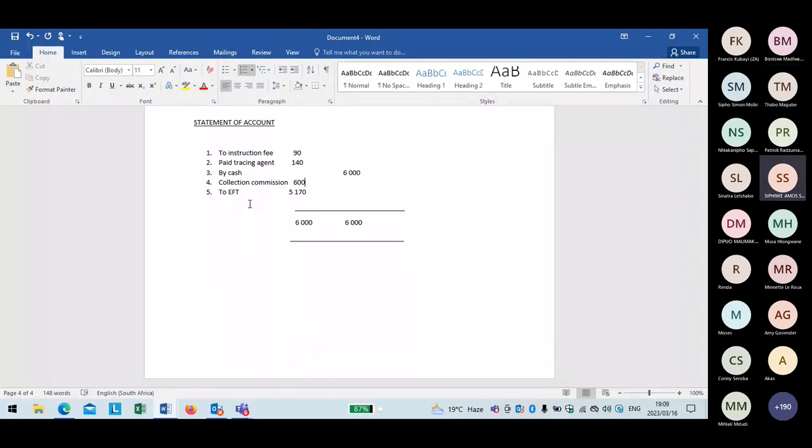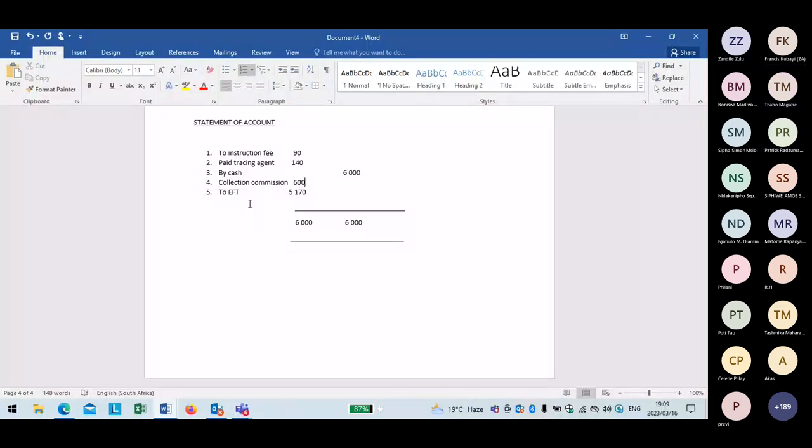All right. Thank you, Prof. I just want to find out. So essentially, the EFT is the amount that we are going to be giving our client after we've deducted all expenses, fees, and everything. So that's the final amount that we are giving our client. And we're carrying it forward the next time. Okay, now I get it. No, we're not carrying any of it forward. We are paying it. It's going out.